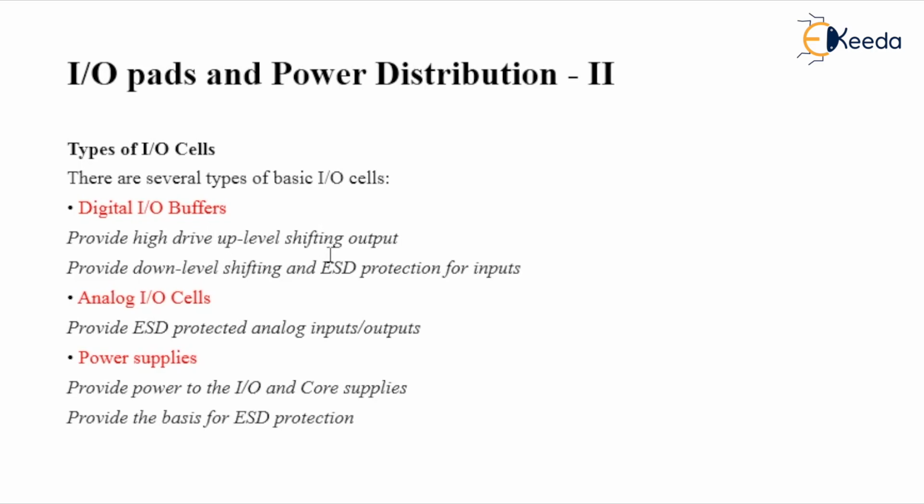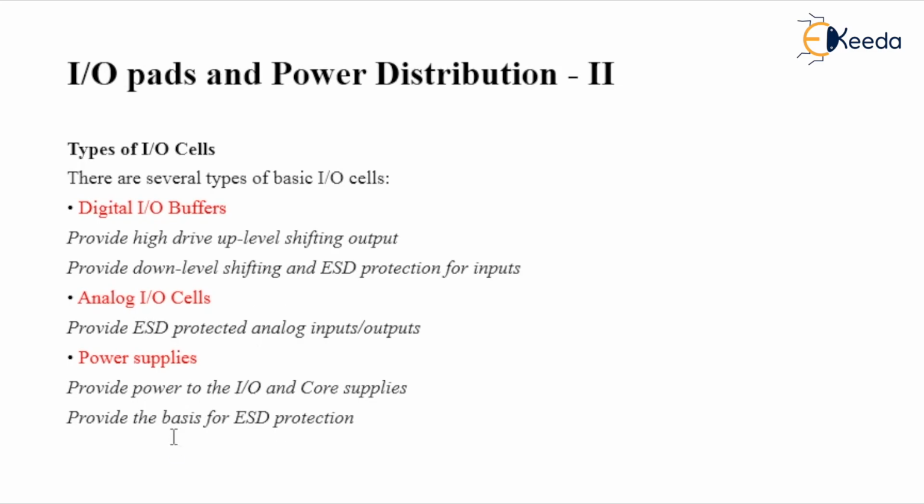They also provide down level shifting and ESD protection for the inputs, meaning electrostatic discharge protection for the inputs. Next, the analog input/output cells provide ESD protection among the analog input/outputs. They are used to provide analog input/output lines with ESD protection, similar to a bus, but they should be ESD protected.